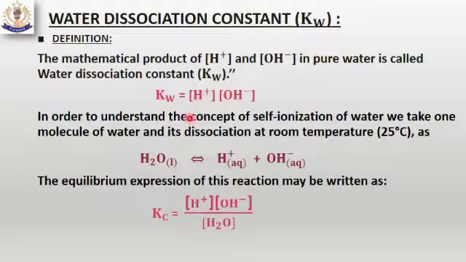In order to understand this concept, we will see the self-ionization of water at room temperature, that is 25 degrees Celsius. As we know, a single water molecule ionizes as follows. It gives an H plus ion and a single hydroxyl ion. So for this reaction, we can write the Kc expression like this, as you have learned in your chapter 1.